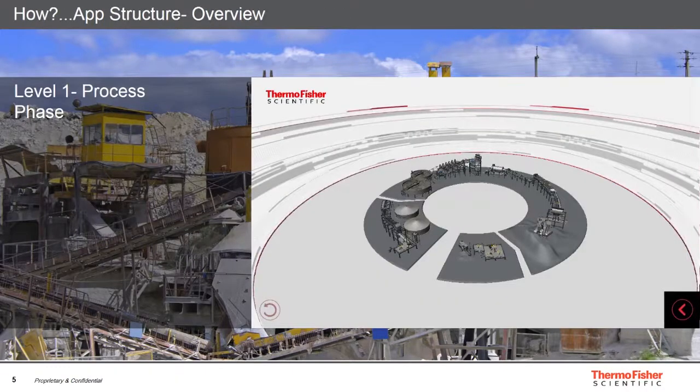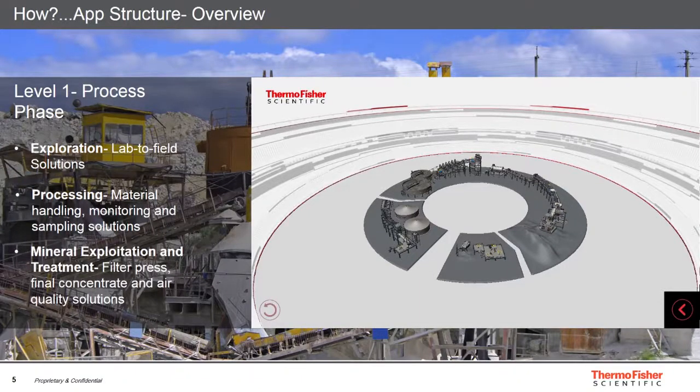The app is designed to display Thermo Fisher Solutions in a comprehensive way on three levels of insights to our portfolio and value offer in every phase of the mining process. At level 1, you will see the workflow displays three main phases of the mining process: exploration, where you will find all of our portable analysis instruments and laboratory technology; processing, with material handling, process monitoring, and sampling solutions; and finally, mineral exploitation and treatment, displaying our filter press, final concentrate, and air quality solutions.